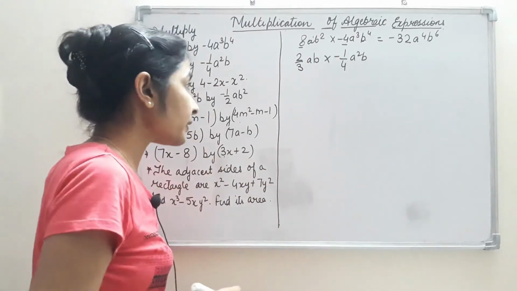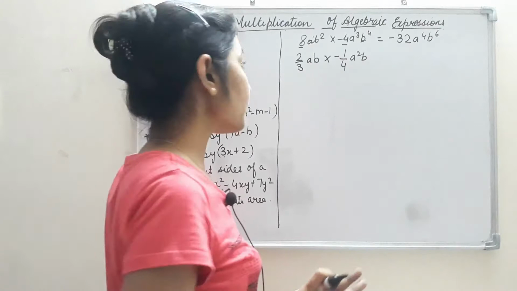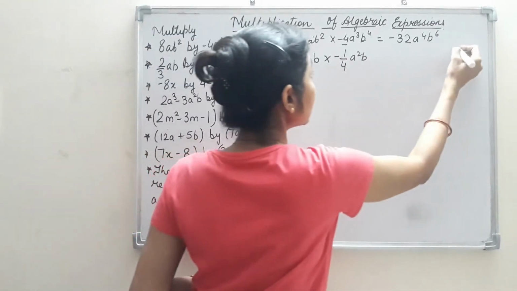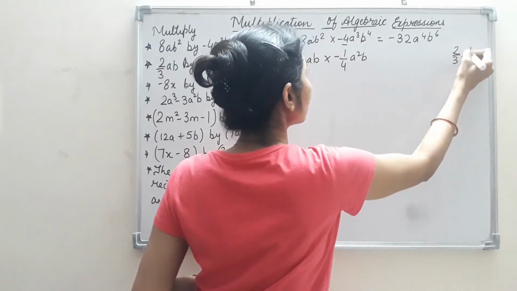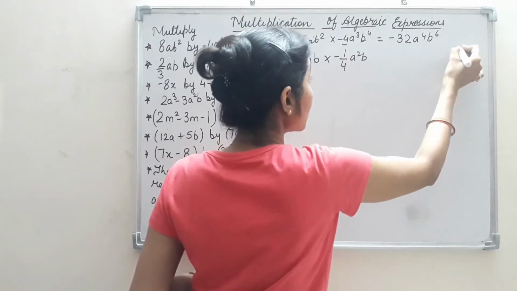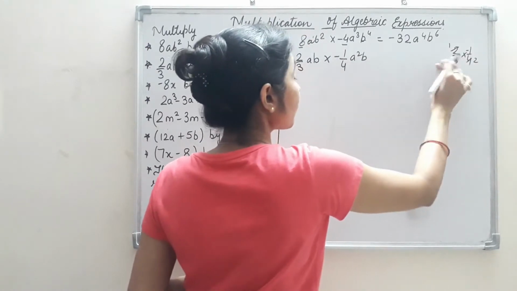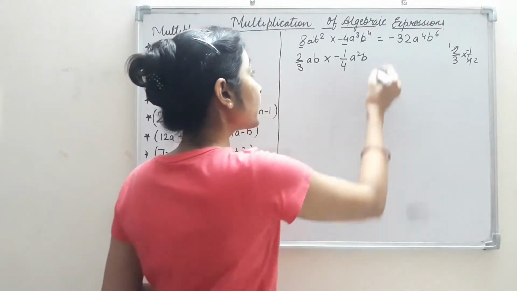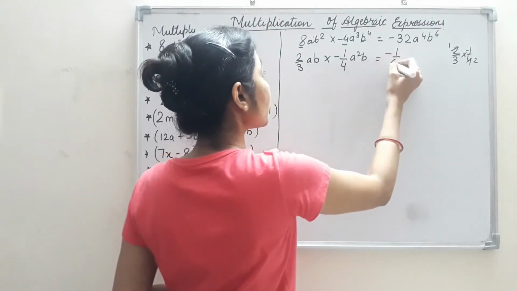Now we are given fractions. So multiplication of fractions we already know. Considering the coefficient first, 2 upon 3, if you need to, you can do it in the rough column: 2 upon 3 multiplied by minus 1 upon 4. So 2 ones are 2, 3 fours are 12, so what we are getting? Minus 1 upon 6.